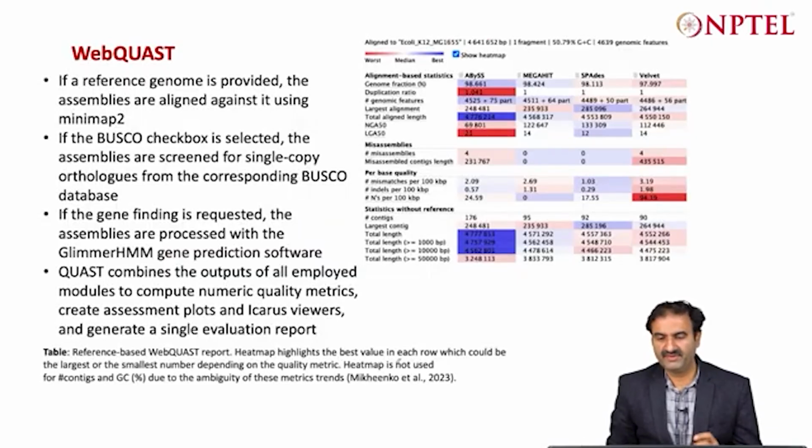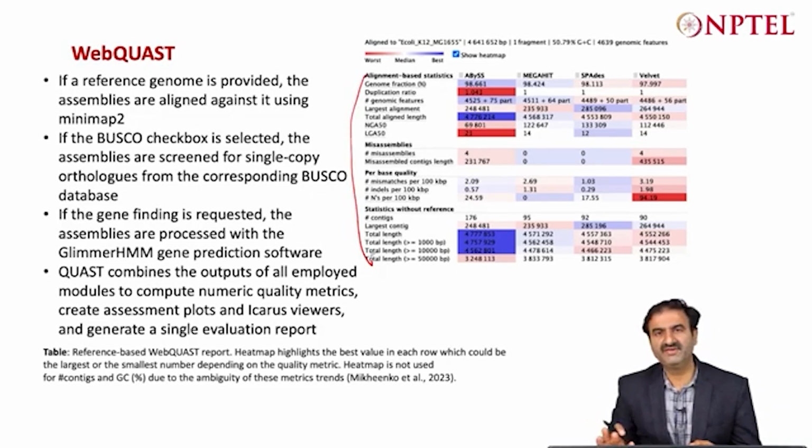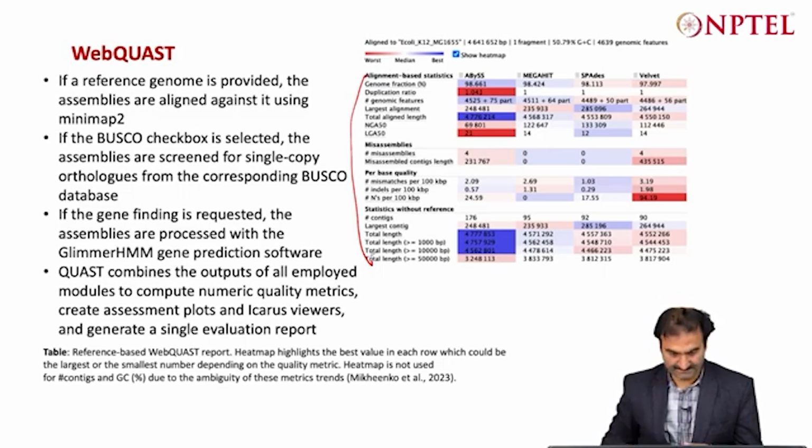So WebQuast is one of the tools that you may like to use to do most of the statistics that you want to report from your genome. It's a recently published tool, and it reports a lot of important information about your genome. These kinds of tables you would also like to report as supplementary tables or main tables, or use them to make figures for further analysis.